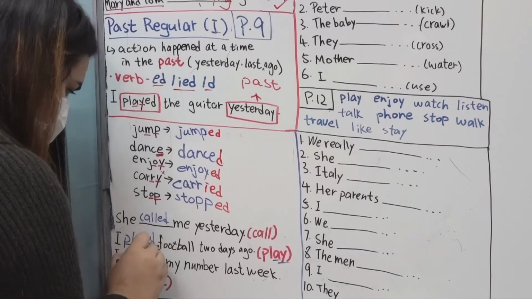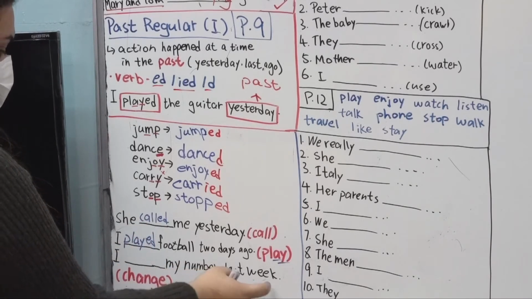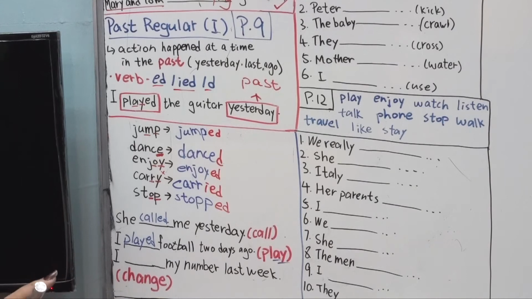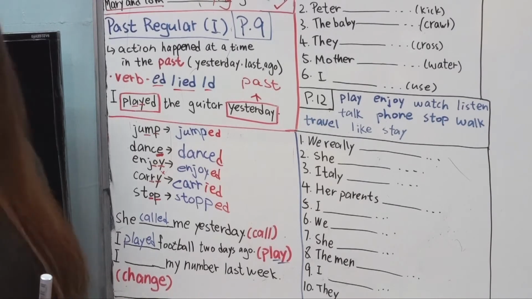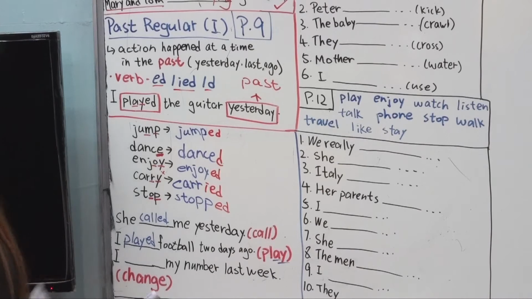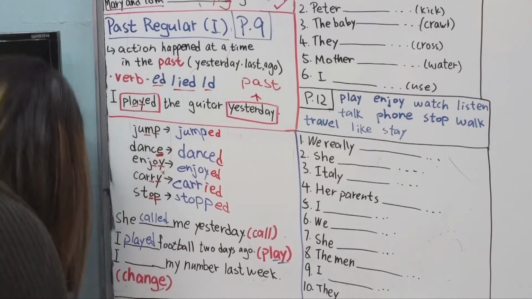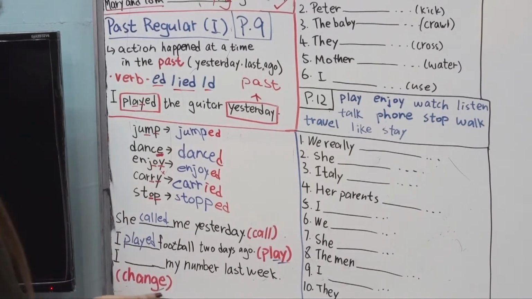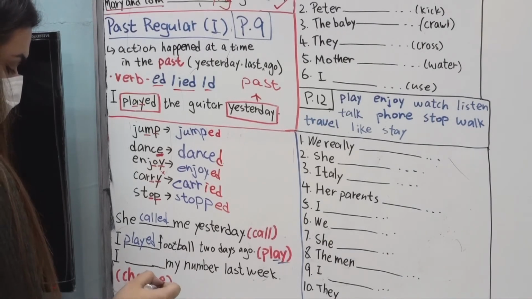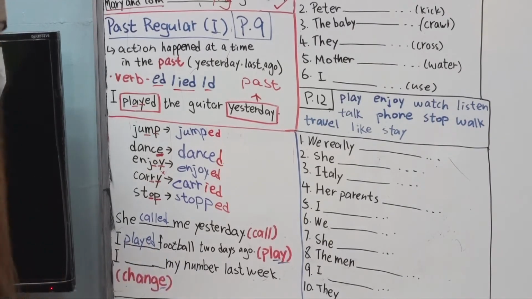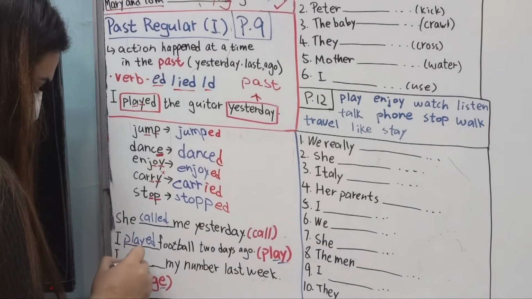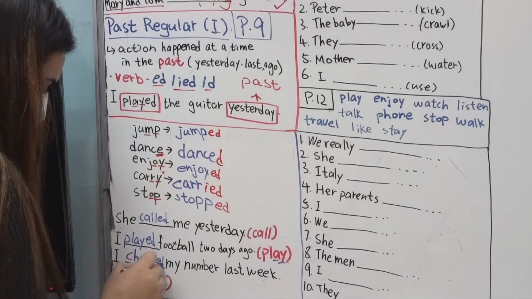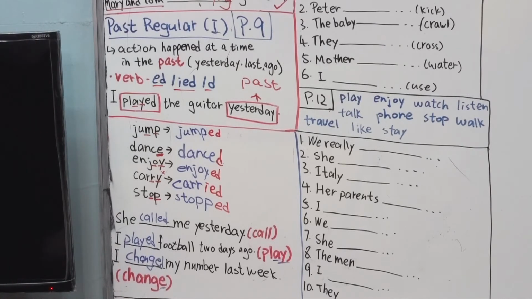Here, I changed my number last week. And I gave you the verb change, right? It ends with letter E, right? So, what do we have to add? We add D, that will be enough for us. Change becomes changed. All right? Okay, I hope you understand.